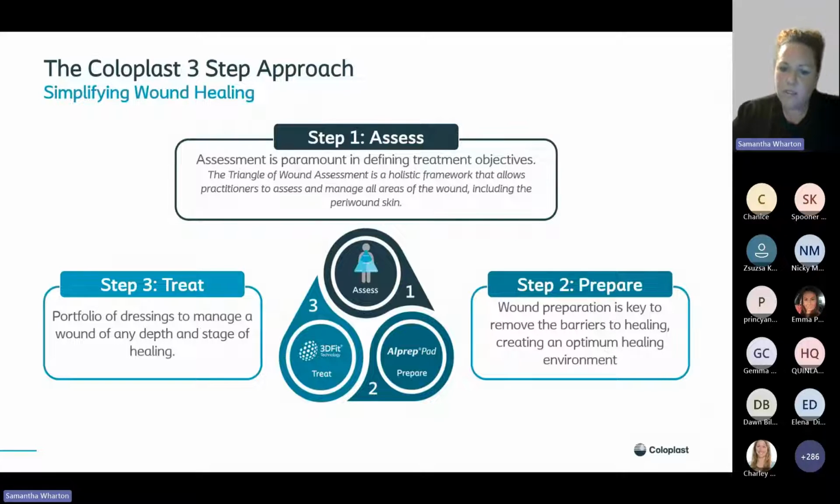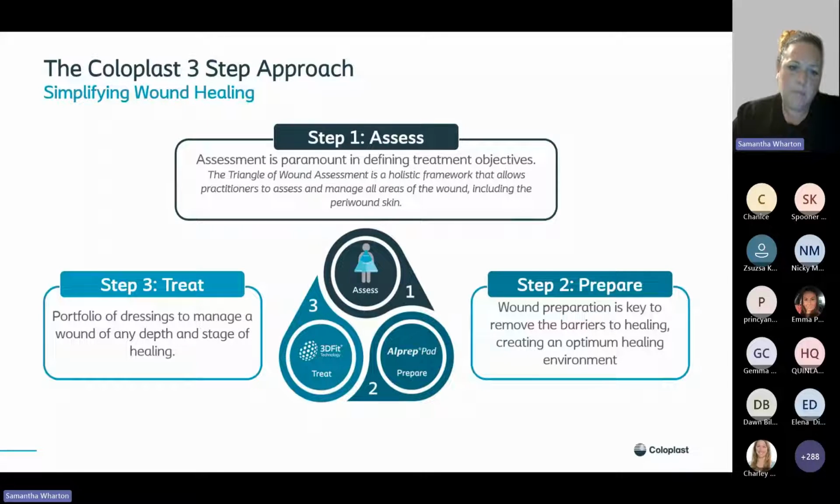We then move on to our step 2, which is prepare. So wound preparation is key, and it's something that I think as clinicians we've often skirted over and not given the attention that it needs. But actually, when you do each of these steps, you really do get amazing outcomes for these patients with these static non-healing wounds, because you're removing those barriers to healing and you're creating that optimum healing environment. So that's why step 2 is to prepare the wound.